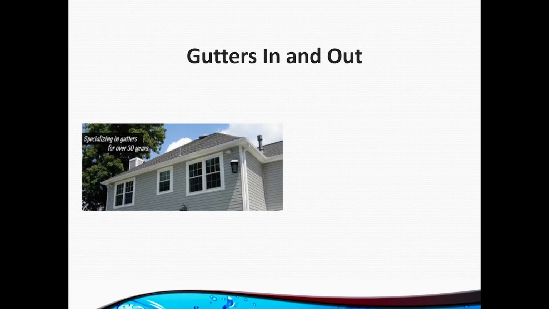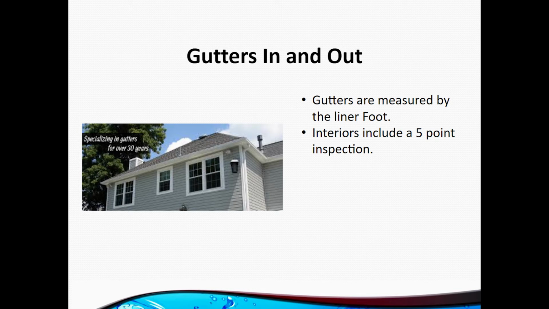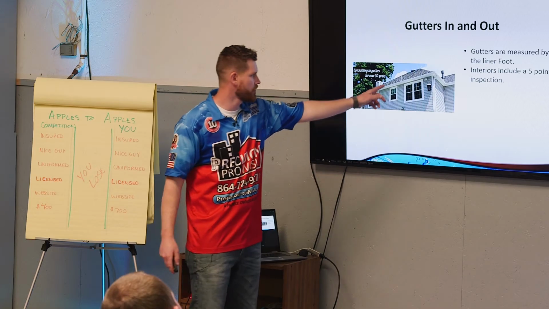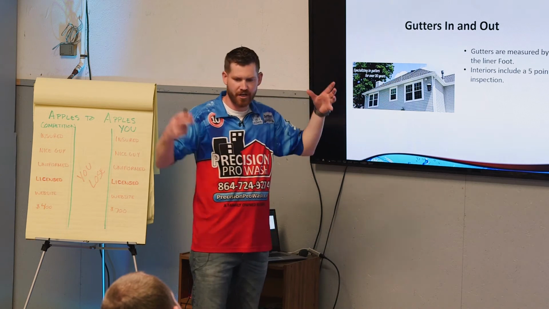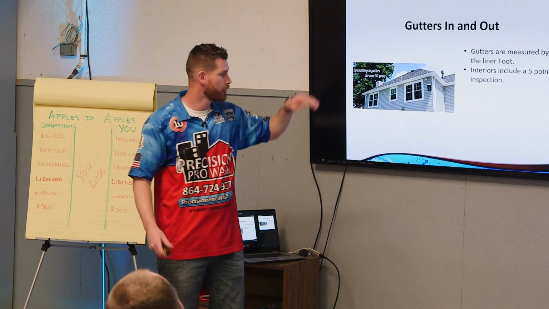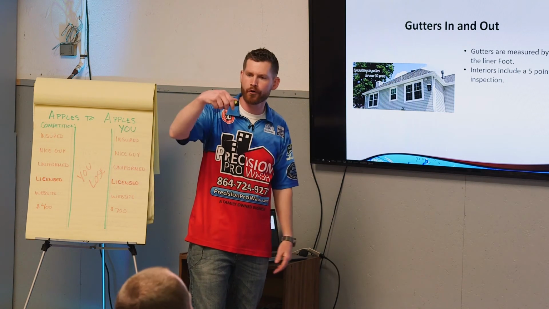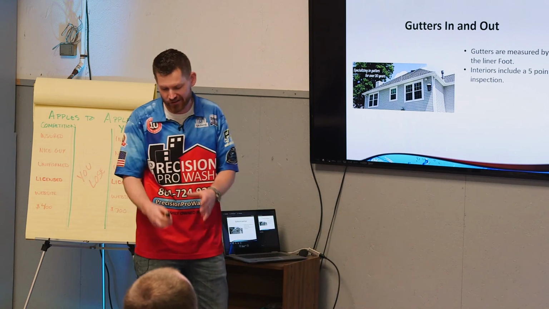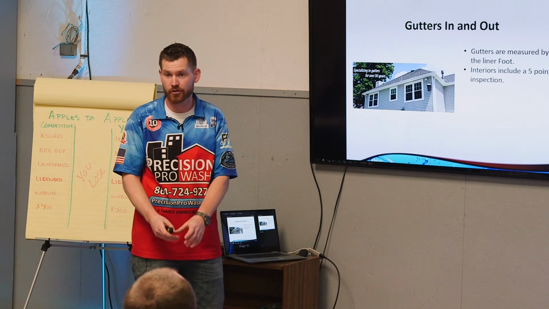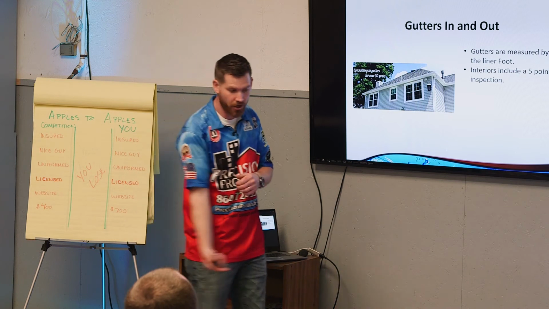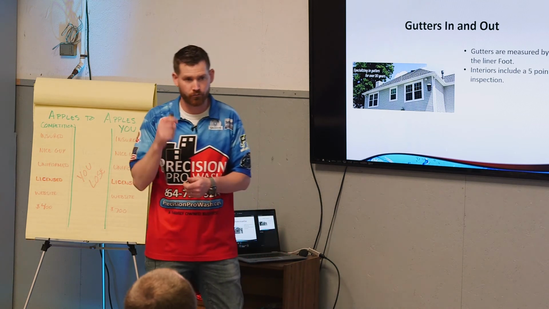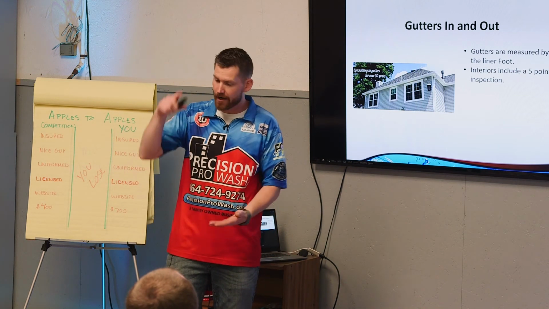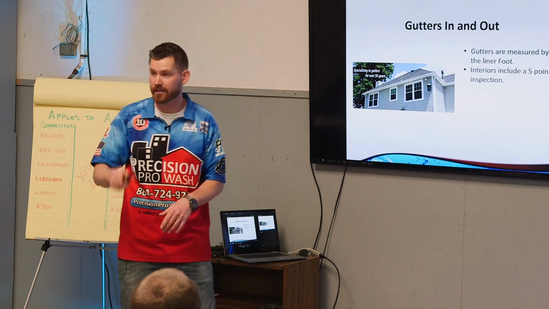All right, so gutters, in and out. Gutters are measured by linear foot. Interiors include a 5-point inspection. When my guys are out there, we check the corners, the seals, and the end caps. We make sure it's draining. We run the water hose in there to make sure it's draining to the ground. I do not guarantee anything that's underground because then you're talking Roto-Rooter stuff. But everything that's in the downspout, I want to include.